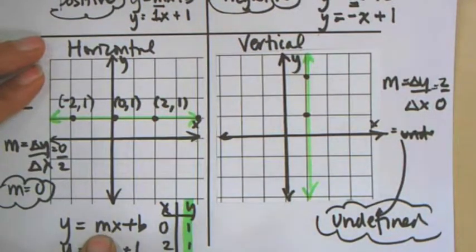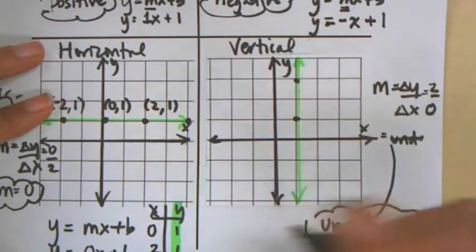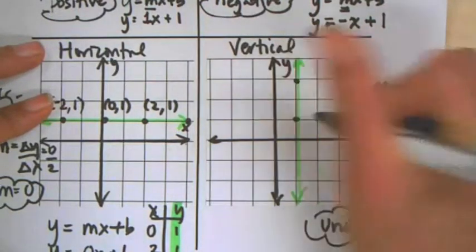And once again, you can't take that undefined and then stick it in for your m value there. You can't go y equals undefined x plus b. It doesn't make any sense. But we can write an equation for this line.